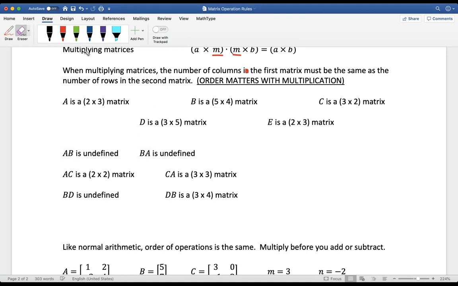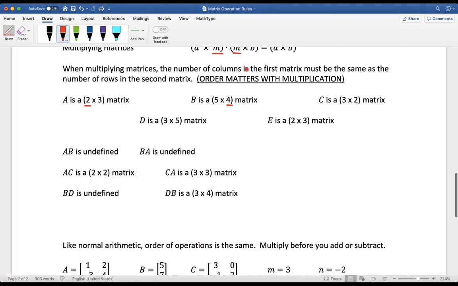But if I try to multiply in the reverse order, B, so I'm going to do B is the first one. So this would be my number of columns. Does that match my number of rows in my second matrix, my matrix A? No, they don't. So they would be undefined. But now let's jump down here. Sometimes we can multiply in both directions. Now, by the way, the outcome will be different.